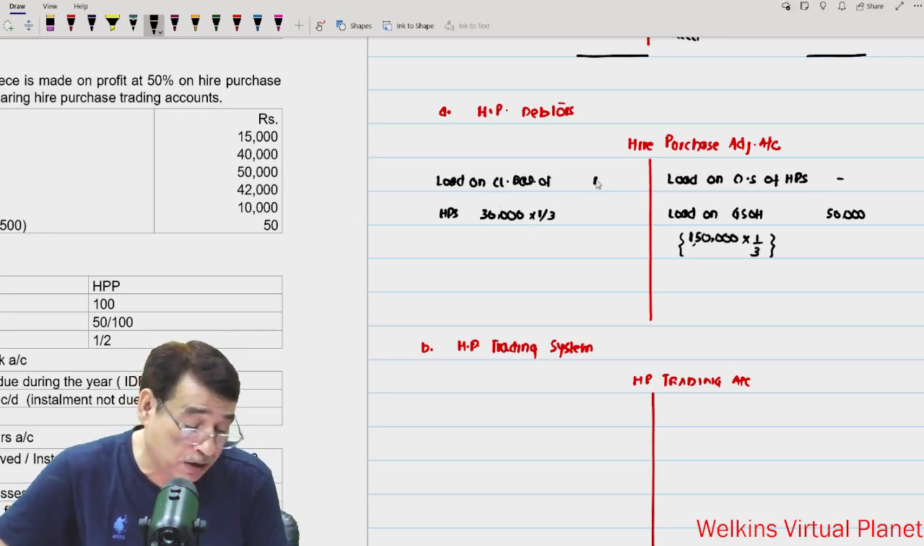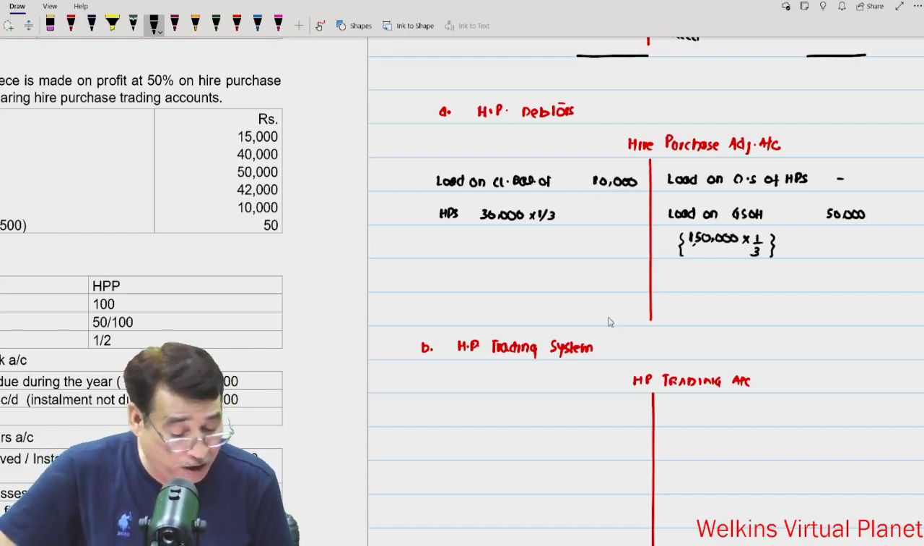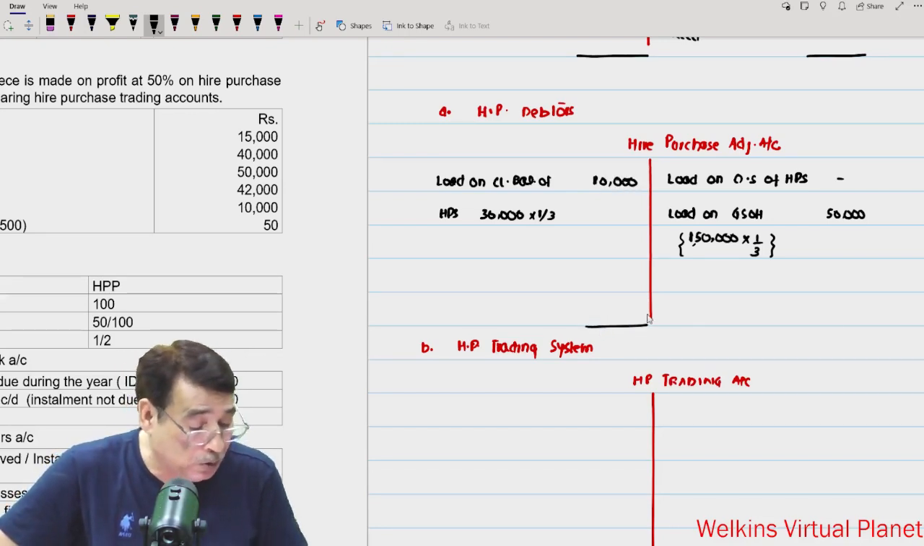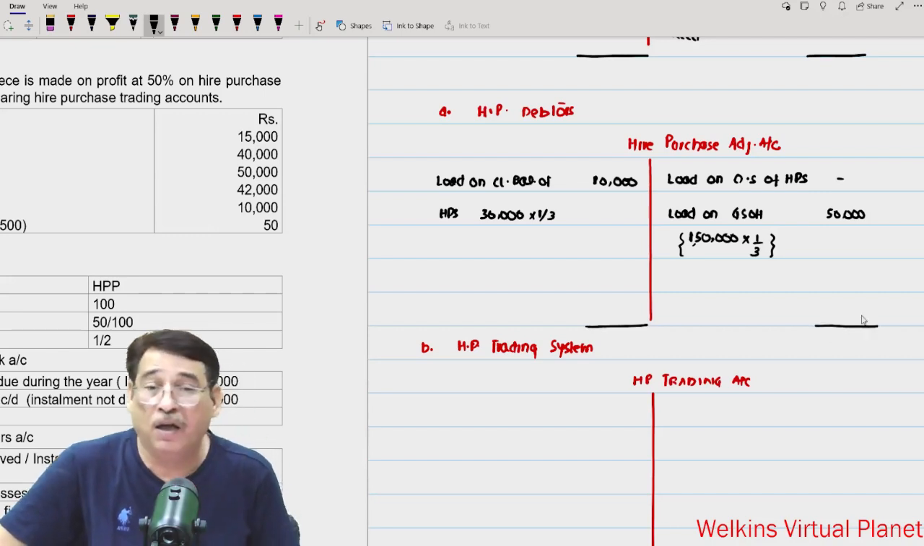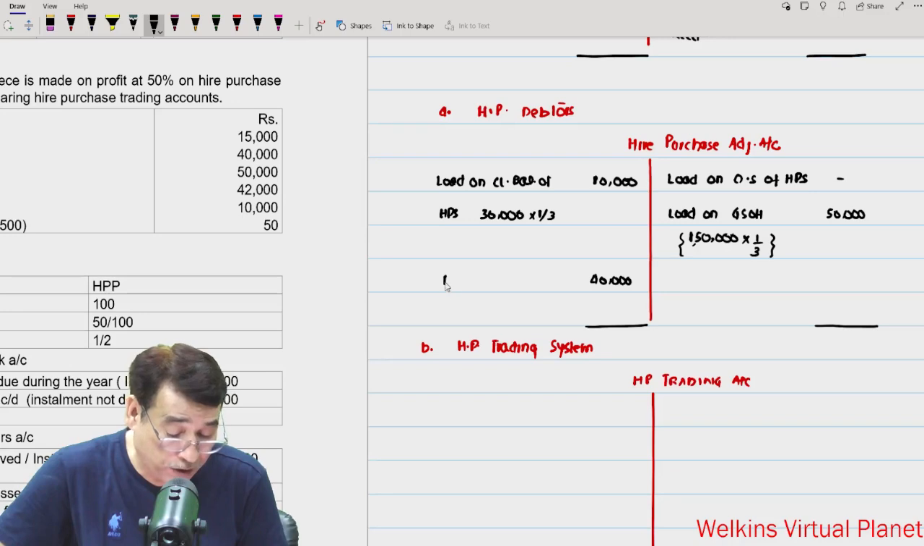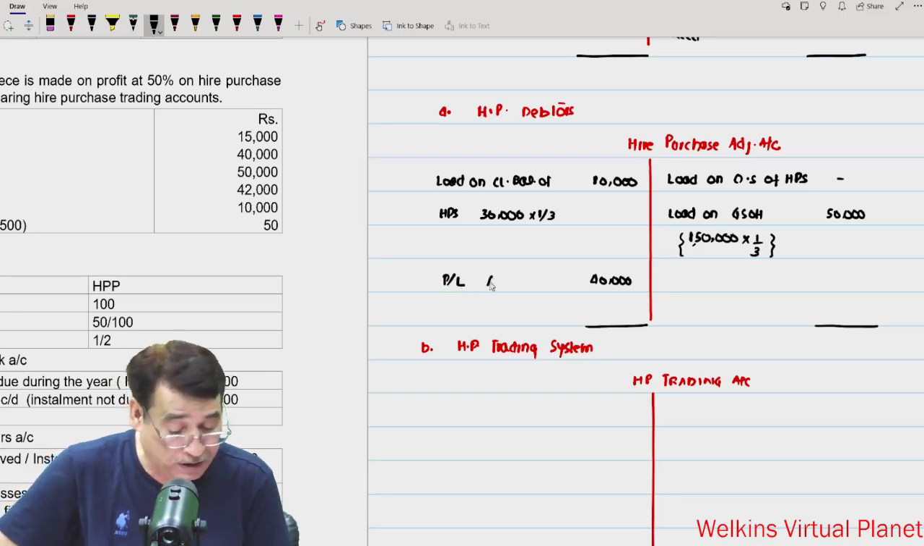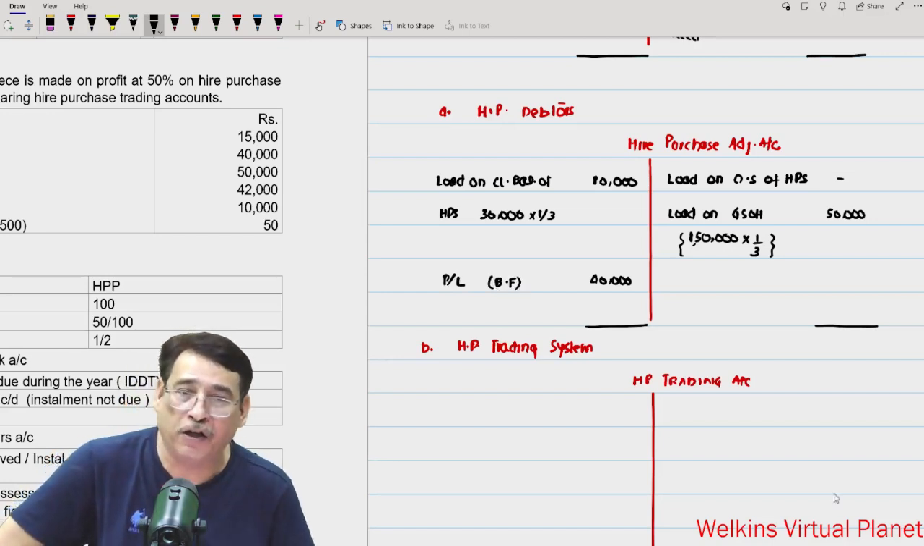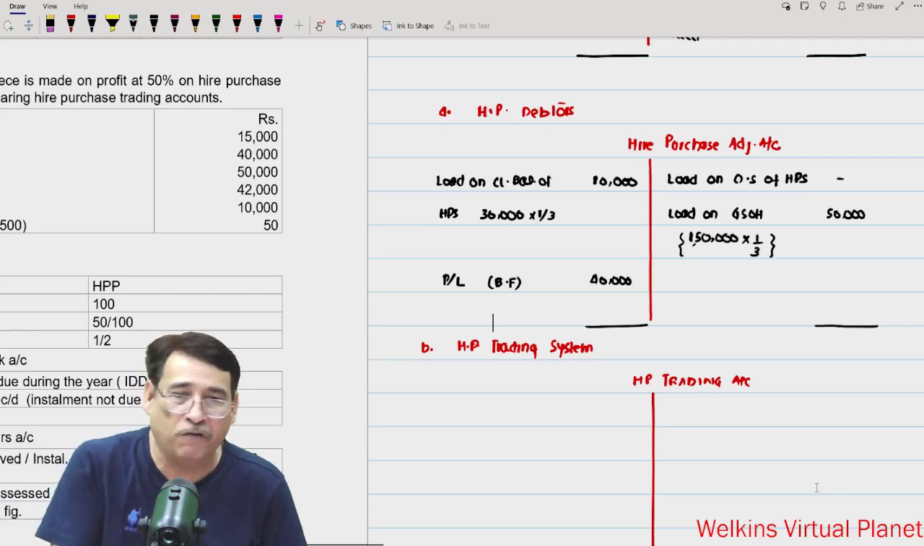So 10,000. So in the current accounting year, how much profit are you going to recognize? In the current accounting year, you will recognize only 40,000 worth of profit. 40,000 worth of profit. Is it clear to you? And you will transfer it to your profit and loss account. This is your balancing figure. So that is how you will determine the amount of profit. So through the higher purchase ledger system, we have found out the profit.